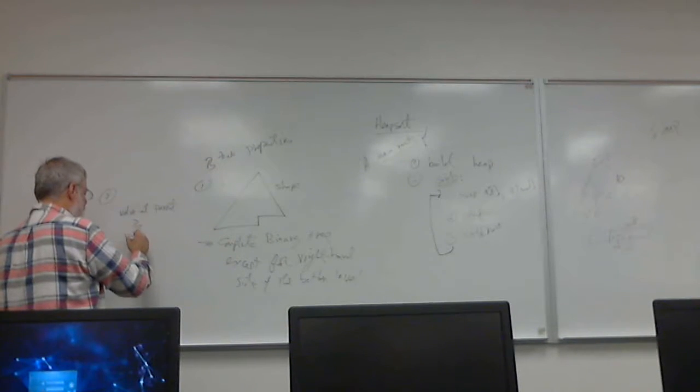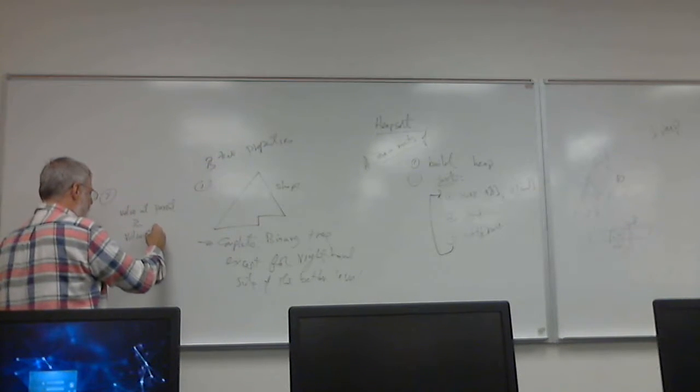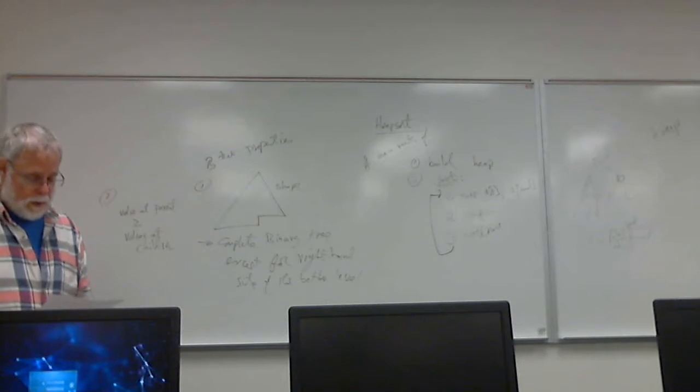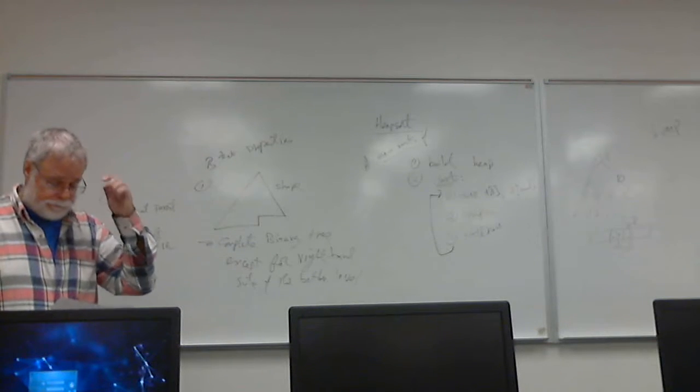The values at the children. So those are the two properties there for part B. What about C?